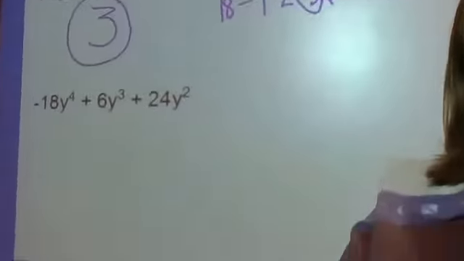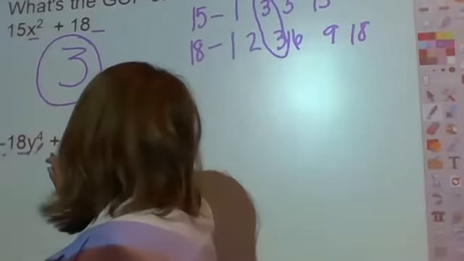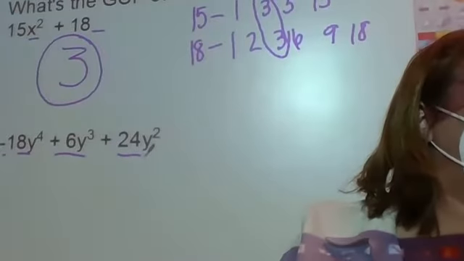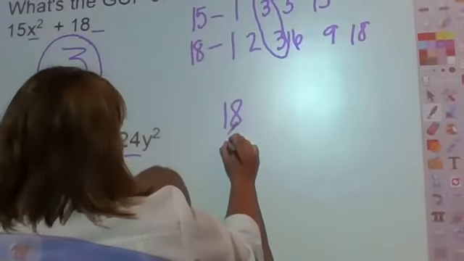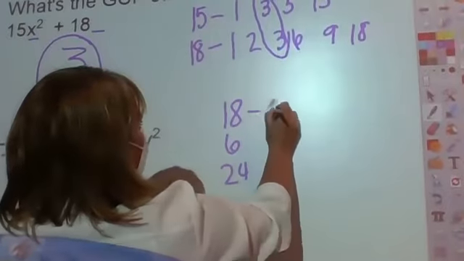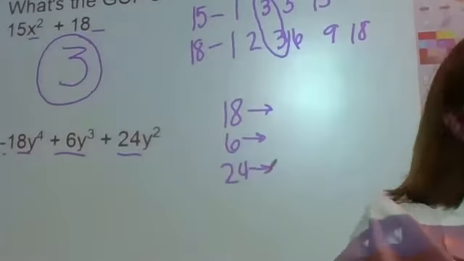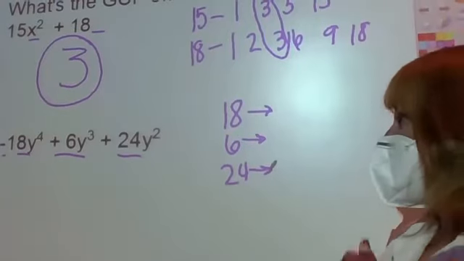So what we're looking for is the greatest common factor of the first term, the second term, and the third term. The first one we're going to deal with is the greatest common factor of 18, 6, and 24. Now, if you go back, I've shown you two ways to do that. The first way is by listing out all the factors. The second way is by doing the prime factorization. Don't care which one you use, totally up to you.